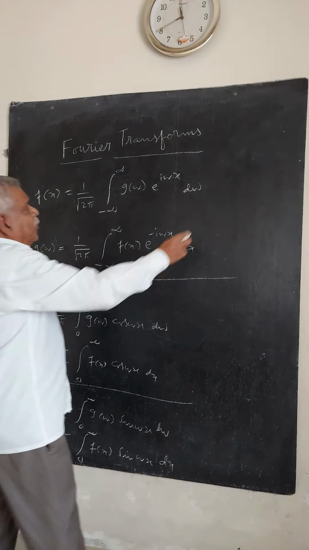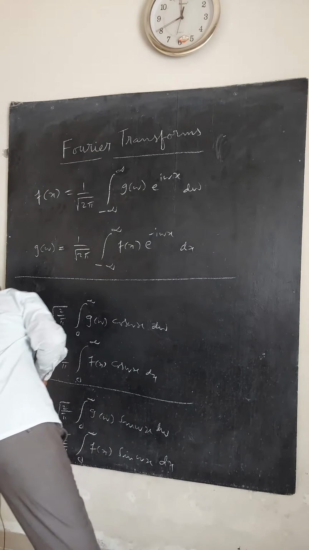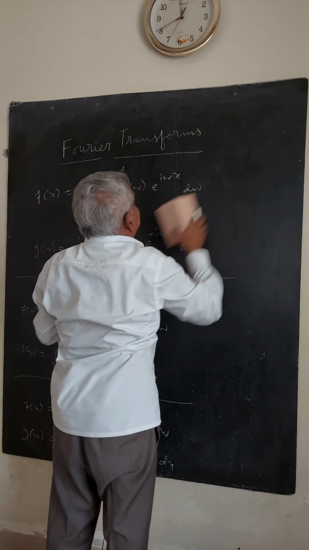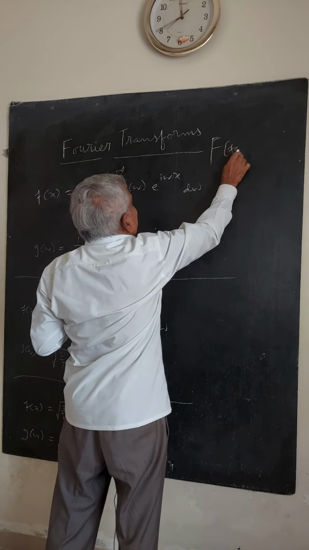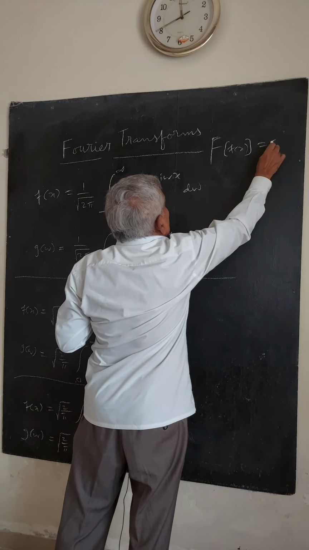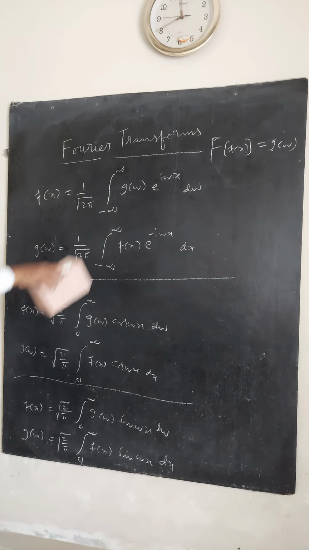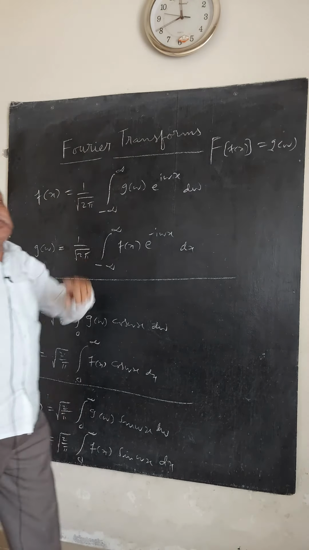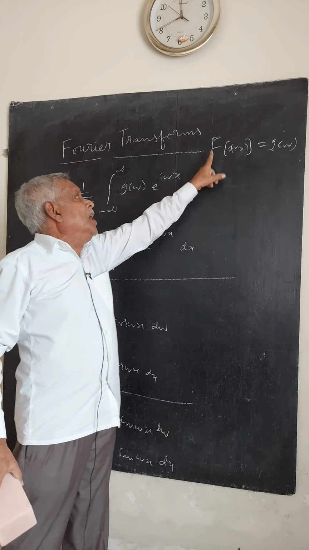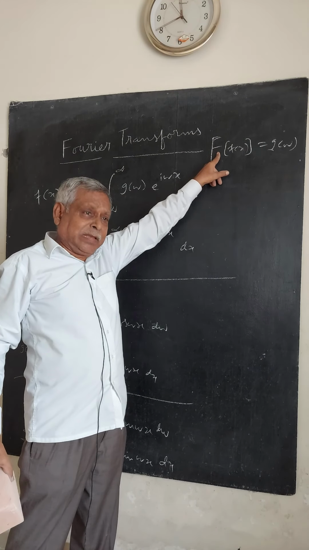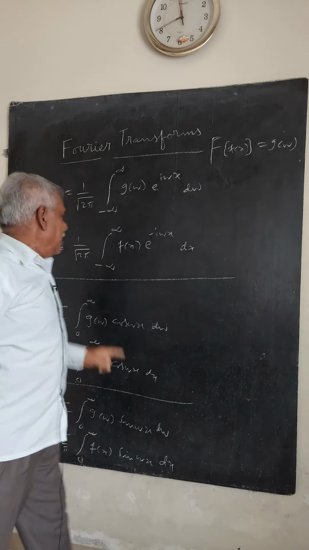Here G omega is the Fourier transform. Capital F means Fourier transform of f of x. This is called G omega. If you write it like this, it will confuse you. This is also f, this is also f, this will confuse you. Therefore capital F means Fourier transform of f of x. Here we are simply writing G omega.